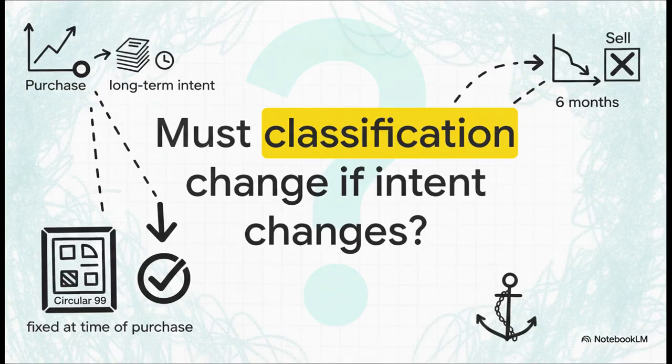Let's try question 2. Say an entity buys securities with long-term intent, but 6 months later, they panic or just change their mind and decide to sell. Do they need to go back and retroactively change that initial classification? The answer is a hard no. Under Circular 99, classification is strictly locked in based on your intent at the exact moment of purchase.